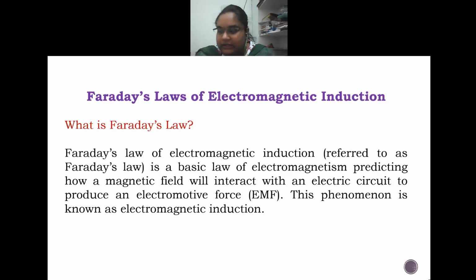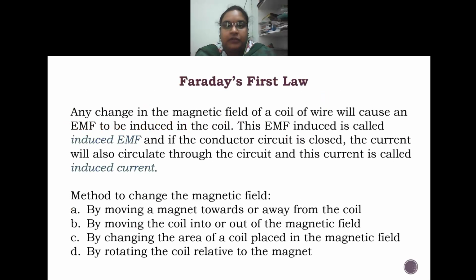Let us see what these laws are and how they are depicted. So Faraday's first law. Faraday has predicted two laws, and the first law is this one. Any change in the magnetic field of a coil or wire will cause an EMF to be induced in the coil. This EMF induced is called the induced EMF, and if the conductor circuit is closed, the current will also circulate through the circuit, and this current is called the induced current.